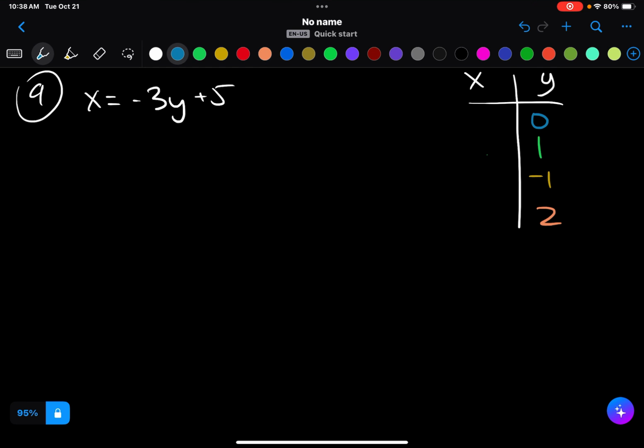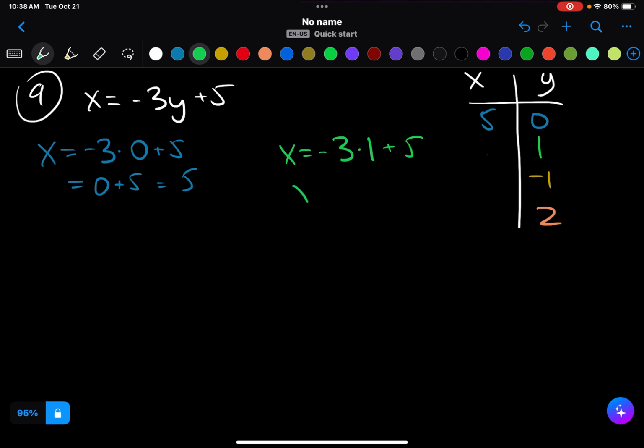So let's start with a 0. So x is going to be negative 3 times 0 plus 5, which is just 0 plus 5, which is just 5. There we go. So when y is 0, x is 5. Super simple. Now let's try it for y is 1. So x equals negative 3 times 1 plus 5. So x is going to be negative 3 plus 5, which is just a 2.